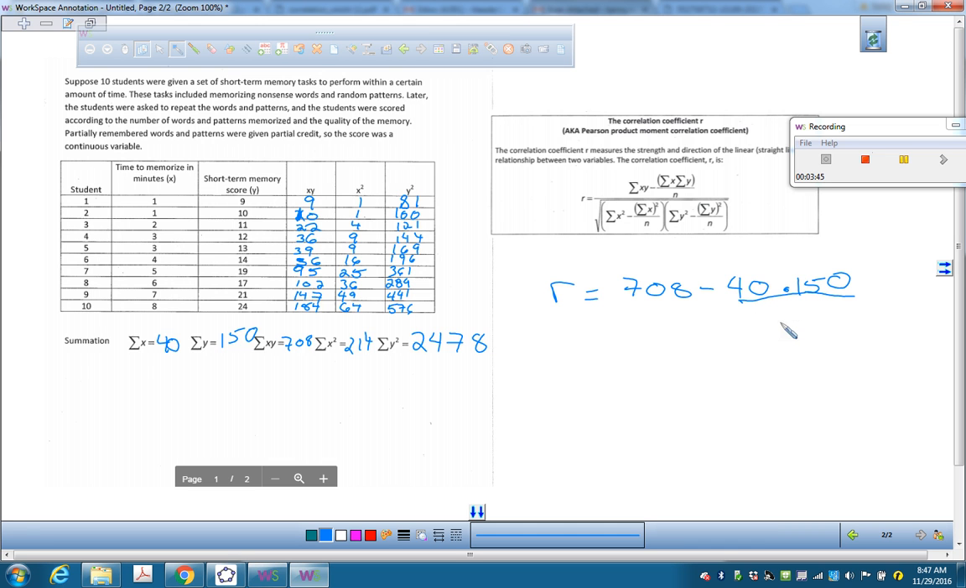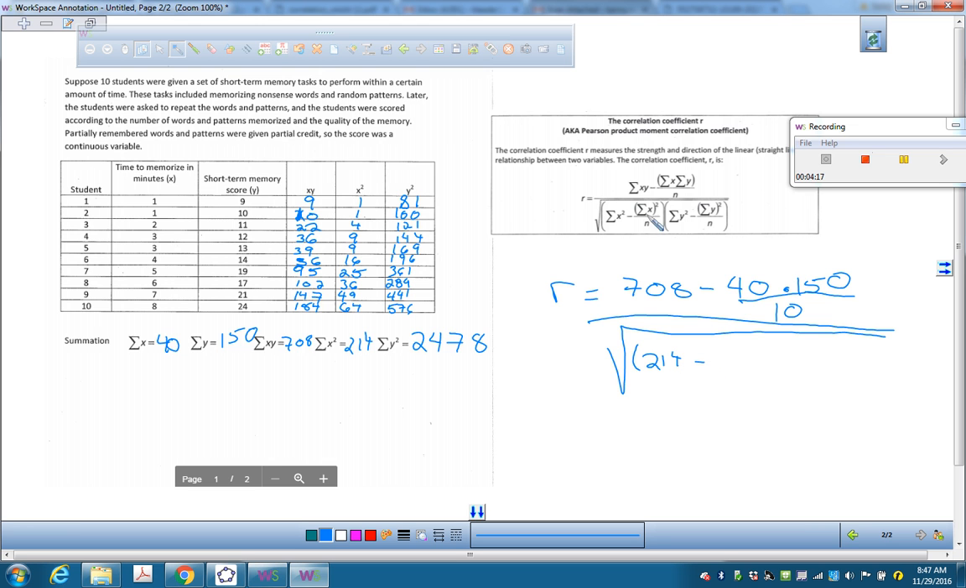What's n in this case? How many things do I have? Come on, how many items? 10. 10 goes there. Okay? And I'm going to take that mess and I'm going to divide it by this mess. The square root of the sum of the x squared. So what's the sum of the x squared? 214. So in parentheses you're going to have 214 minus.